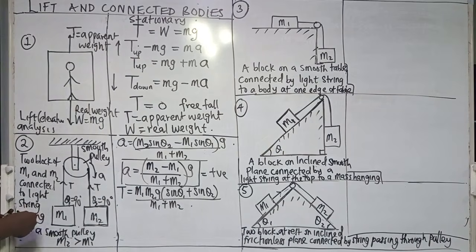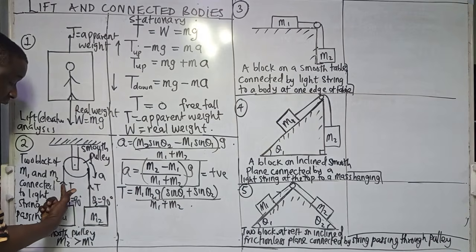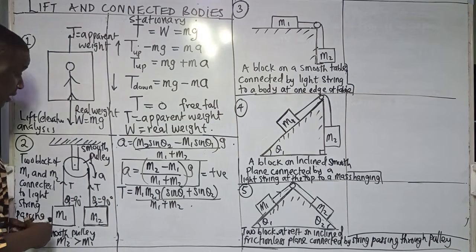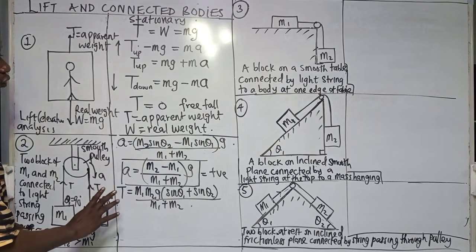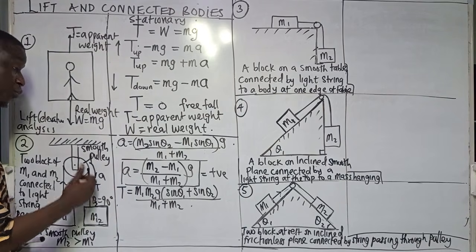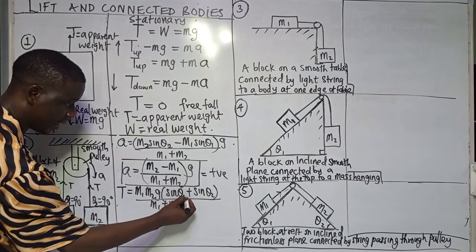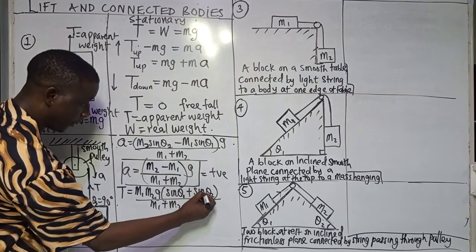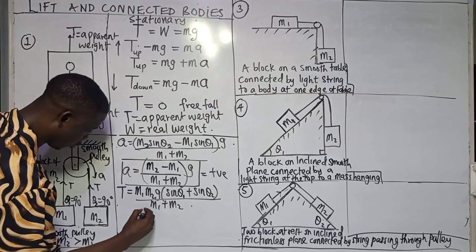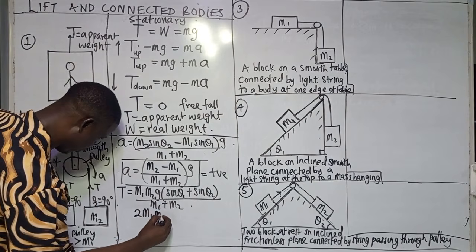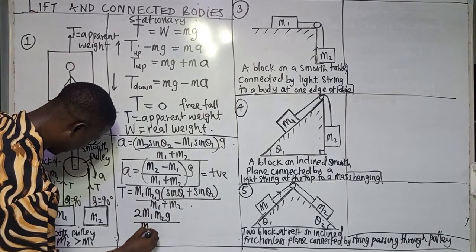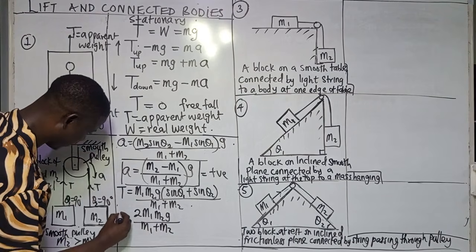This is the formula we want to use for finding tension. How do we find this tension? Use this formula. Now this formula is only applicable to a smooth surface. We have a smooth pulley. Now what is sine 90 here? 1. Sine 90 here is also 1. 1 plus 1 is 2. So I would have 2 M1 M2 times G all over M1 plus M2. That is the tension.